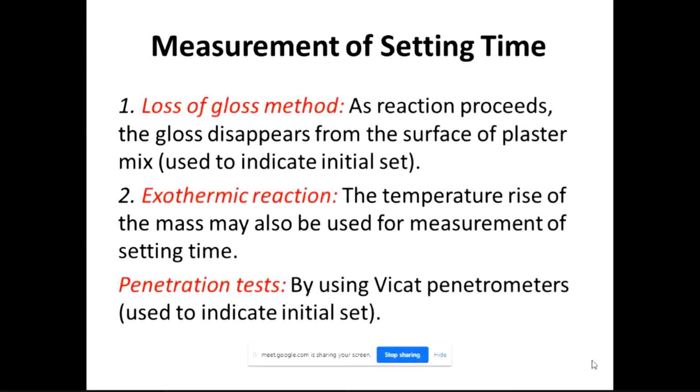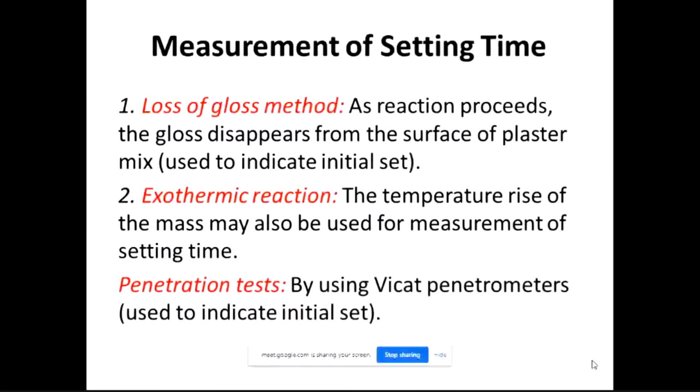As the reaction continues, the gloss disappears from the surface of the plaster. It means we have reached the initial setting time. The second one is the exothermic reaction. The temperature will be increased. From here, the cast will deliver the hot reaction from inside to the outside. When you put your finger on the cast, you feel the hot reaction. That means you reach the setting time.